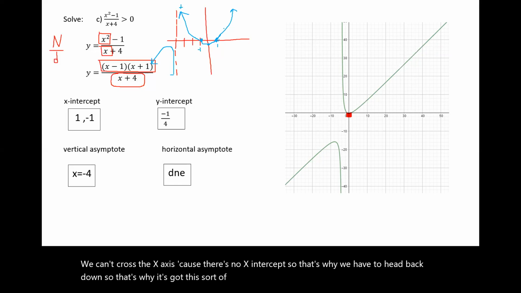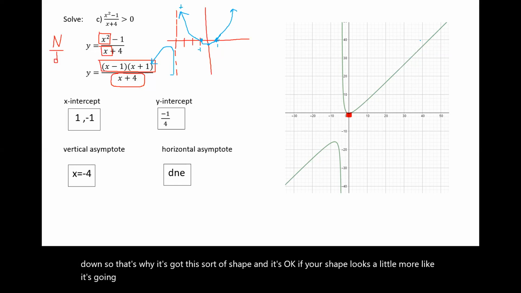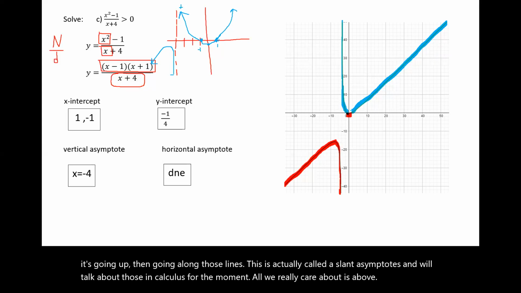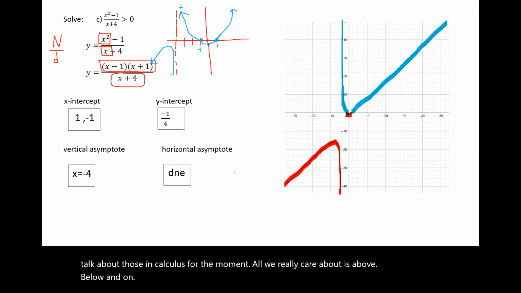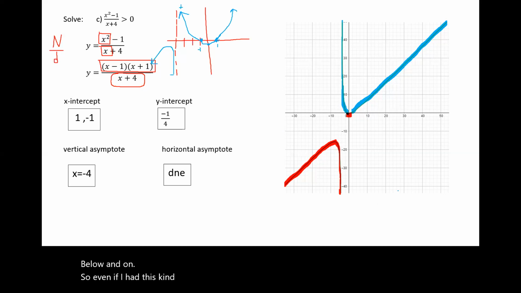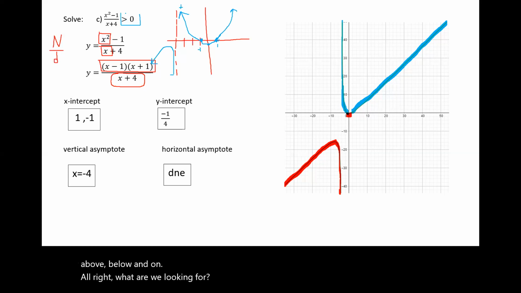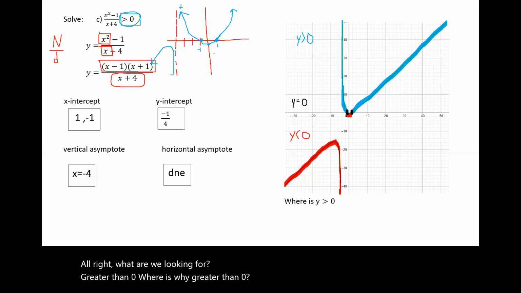And it's okay if your shape looks a little more like it's going up than going along those lines. This is actually called a slant asymptote, and we'll talk about those in calculus. For the moment, all we really care about is above, below, and on. So even if I had this kind of awful looking graph of mine, I'd still be able to pick out the above, below, and on. All right, what are we looking for? Greater than 0. Where is y greater than 0? That would be the blue section.